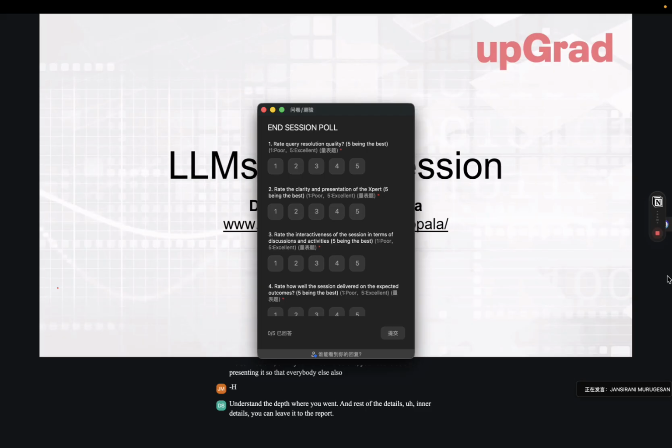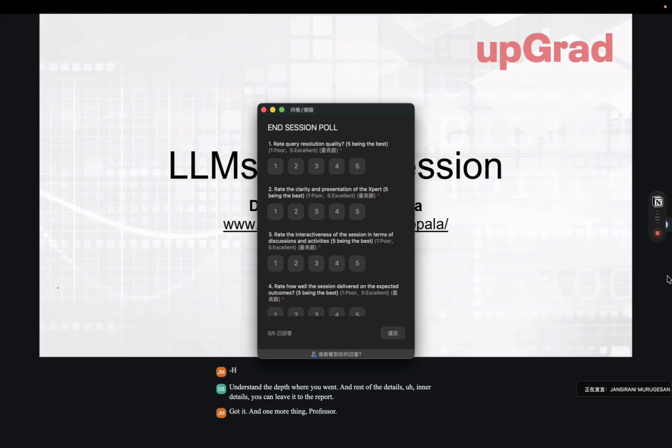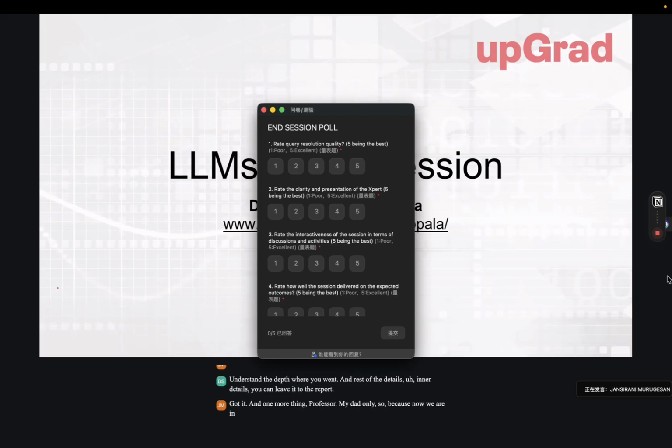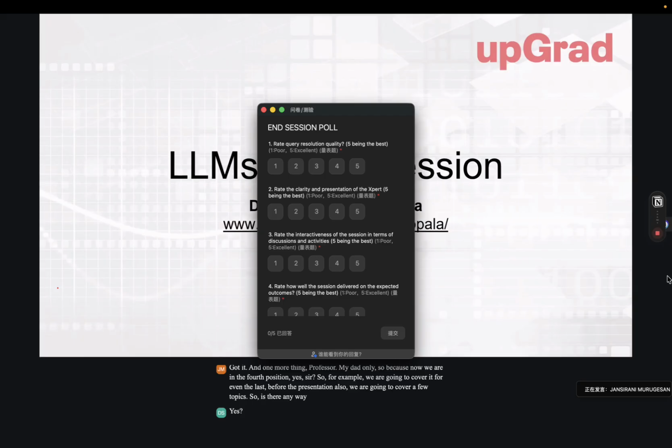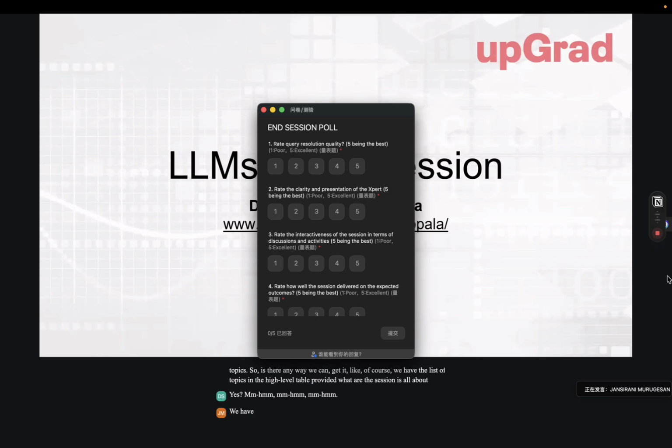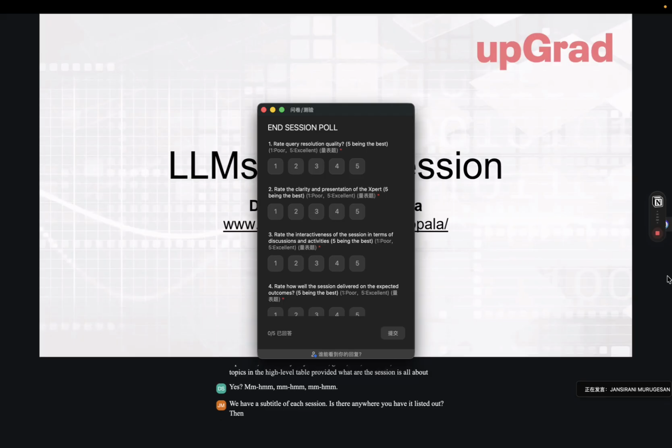Got it. And one more thing, Professor. Because now we are in the fourth session, for example, we are going to cover a few more topics even before the presentation. Is there any way we can get the list? Of course, we have the list of topics in the high level table provided, and a subtitle for each session. Is there anywhere you have it listed out? It would be good if you can give us that, so we can prepare our presentation.